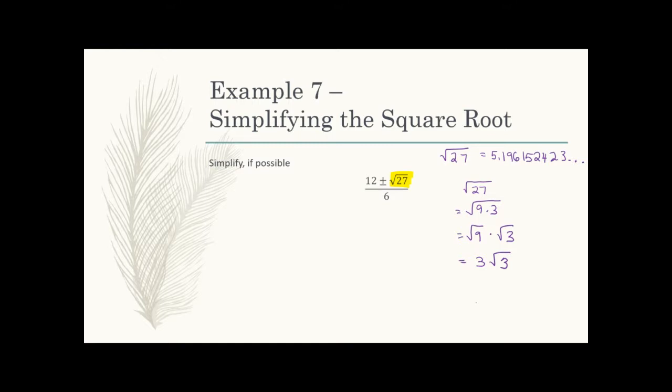So I'm going to then rewrite my square root here. I have 12 plus or minus 3 times the square root of 3 over 6. And I just have that plus or minus symbol there. It just kind of hangs out. So now I'm going to look at these coefficients, and I'm going to highlight these in orange. I have 12, 3, and 6. So I'm looking at those numbers. I'm ignoring the square root. I can divide all 3 of those numbers by 3.